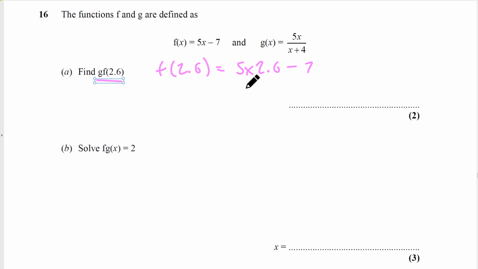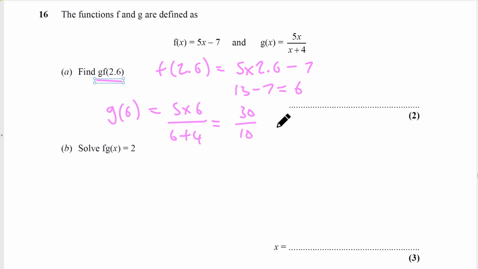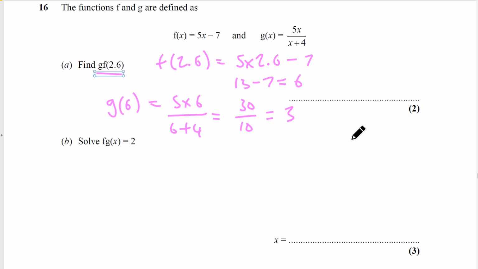That's going to be 13. 13 minus 7 equals 6. Right, so we're just doing g of 6 essentially. So that's going to be 5 times 6 divided by 6 plus 4. 30 divided by 10 equals 3. That was not bad at all.